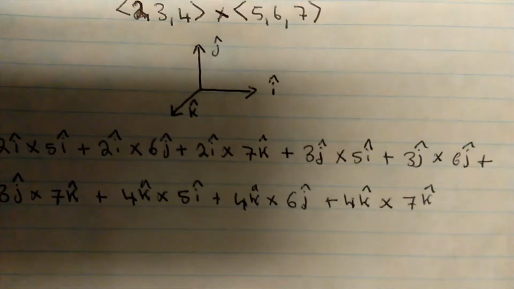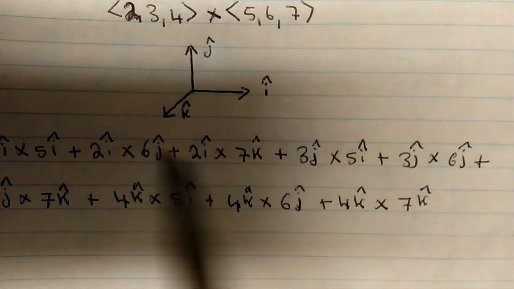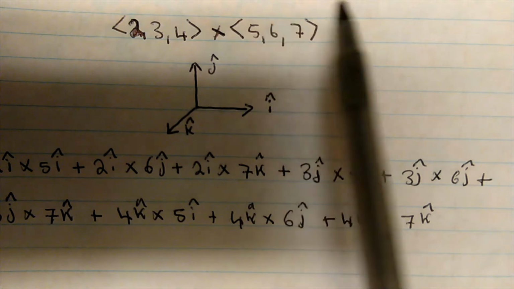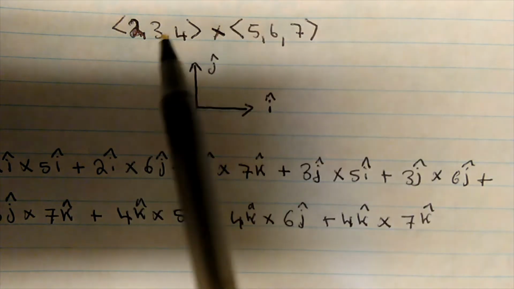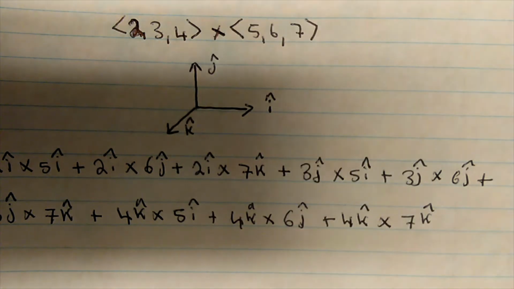If you've not gotten the pattern, let me quickly explain it. The only thing we're doing is foiling. I'm taking 2, the first term, and crossing it into 5, 6, and 7. Once I'm done with 2, I'm moving to 3 with 5, 6, and 7. Once I'm done with 3, I'm moving to 4 with 5, 6, and 7. So the only thing I'm doing is just foiling.